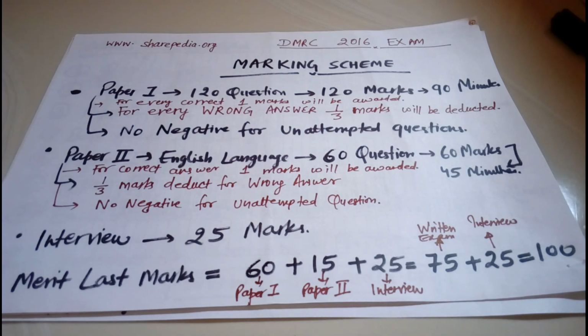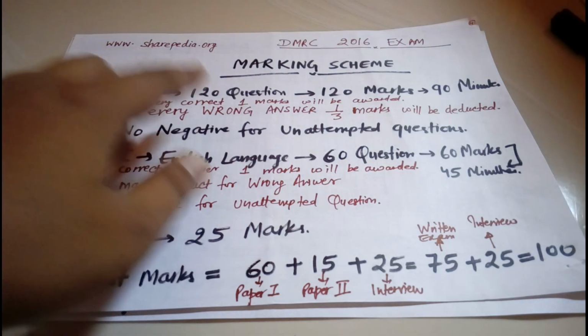So more importance is given to the interview in DMRC exams. So prepare well for the interview after you qualify for the written exam. For every correct answer you will be awarded 1 mark, and keep in mind that there is very high negative marking. 1/3 marks will be deducted for your wrong answer, and if you leave a question unattempted, there will be no negative marking for that.